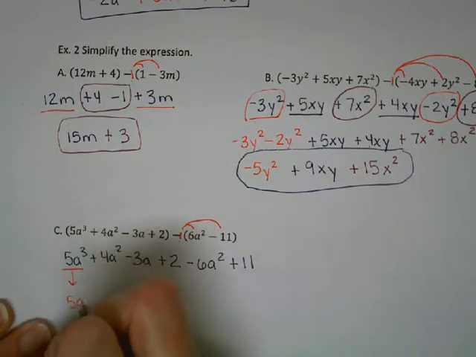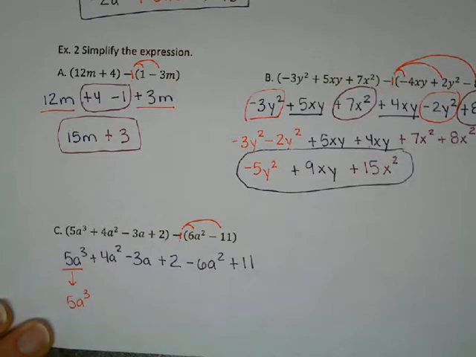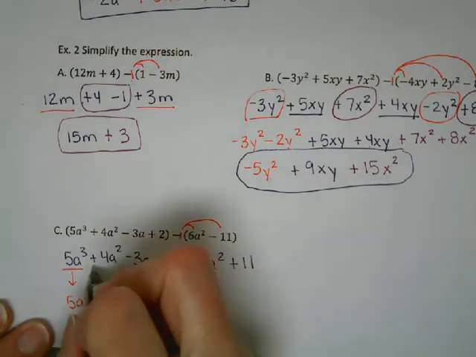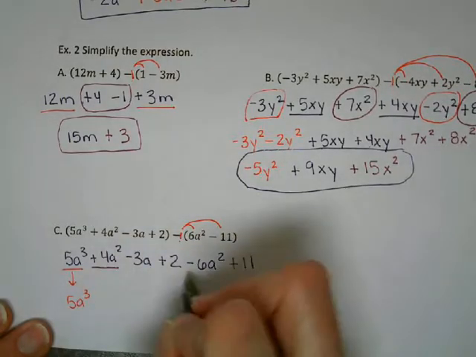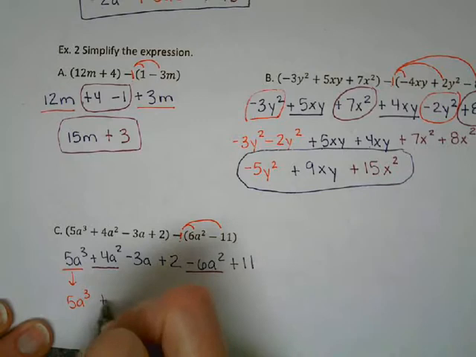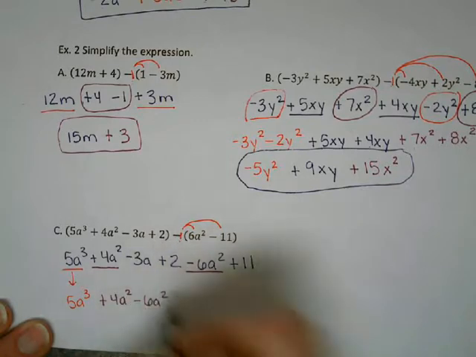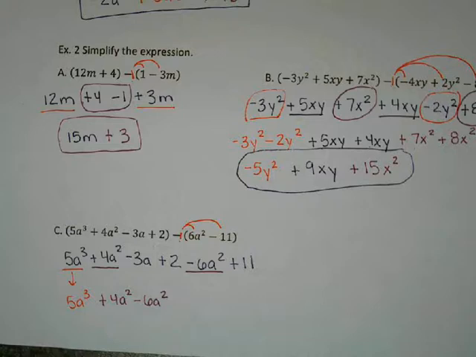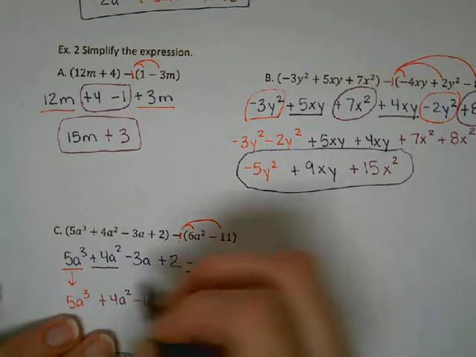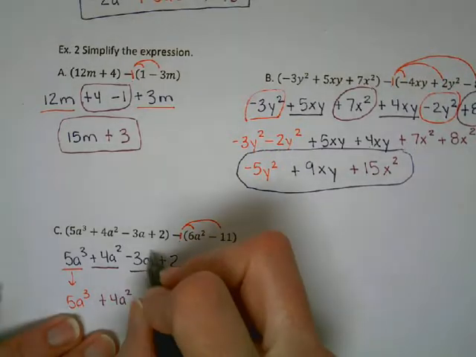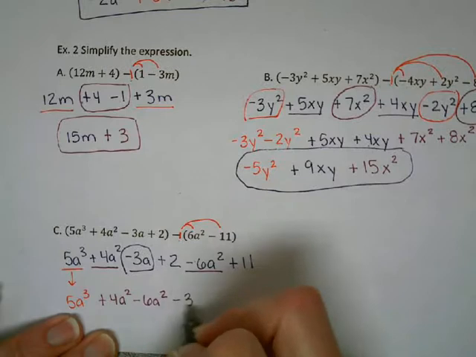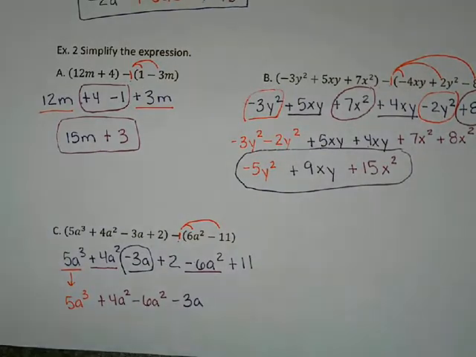Okay? Then let's do our a squareds. 4a squared minus 6a squared. Okay? And looks like we just have an a. And I have two more things, but that was my only a, so let's see if I can find another color here. Plus 2 and plus 11.